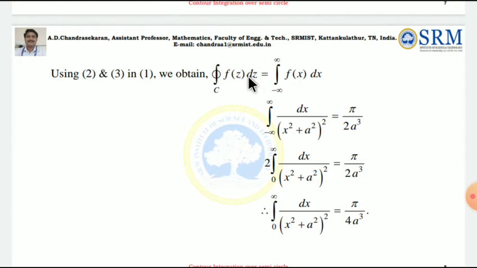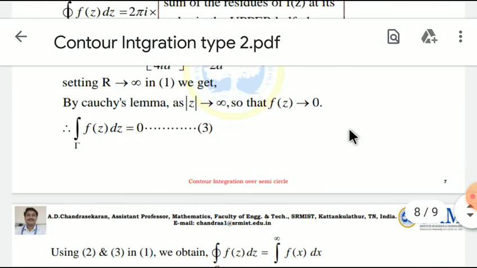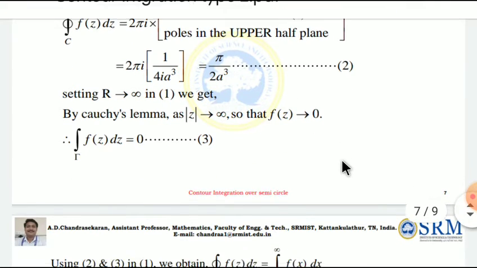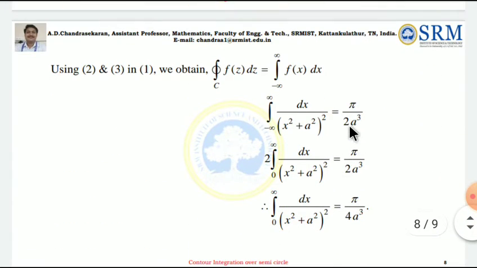By using Cauchy's residue theorem, we obtain pi by 2a power 3. That is what we obtained by using Cauchy's residue theorem, isn't it? So this is the integral from minus infinity to plus infinity, but my requirement is 0 to infinity. So this is nothing but a function with even degree. It is called an even function.